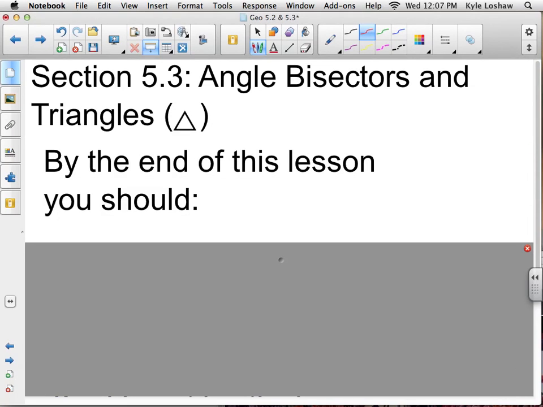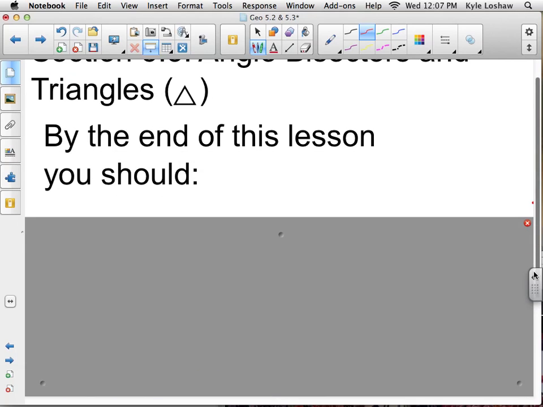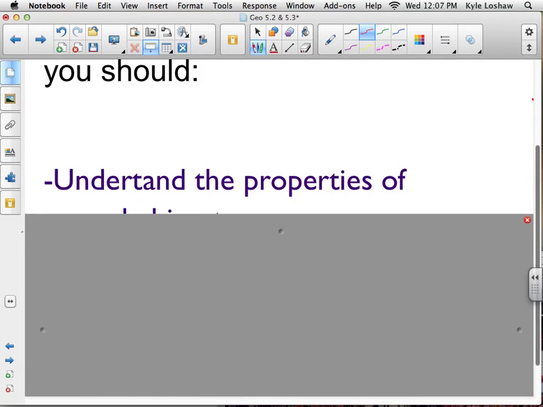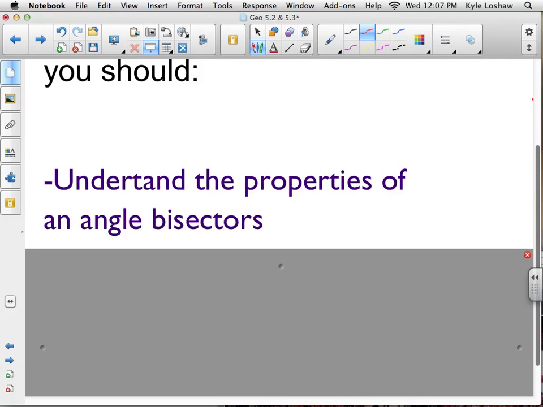By the end of this lesson, you should be able to do two things. Number one, understand the properties of an angle bisector. We've talked about those before. Yes, you know what they are, but it's always good to review. So that's what we're going to start with.